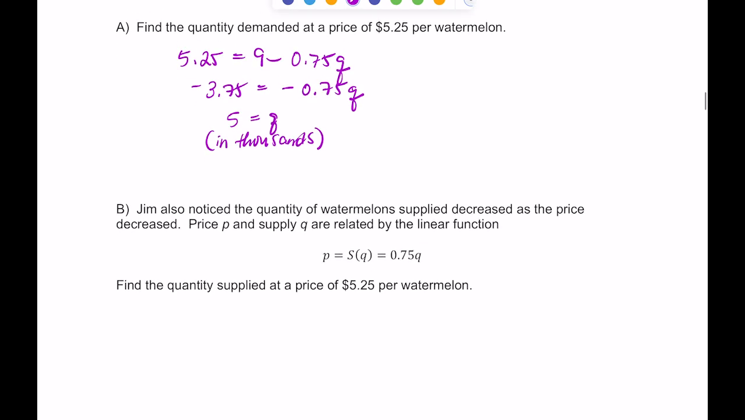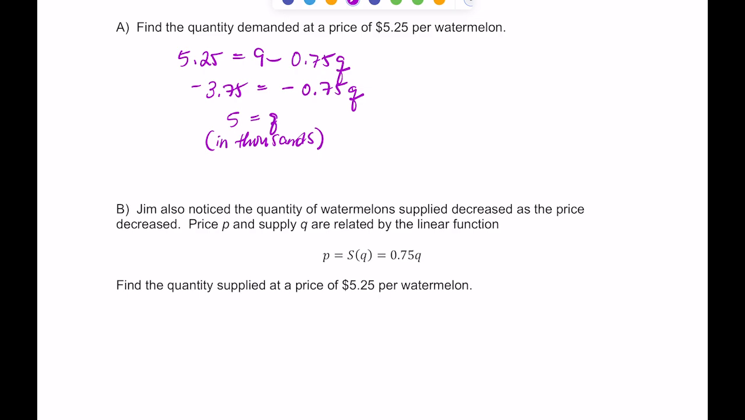Jim also noticed the quantity of watermelon supplied decreased as the price decreased. Price P and supply Q are related by the linear function P equals S of Q equals 0.75 Q. Find the quantity supplied at a price of $5.25 per watermelon.